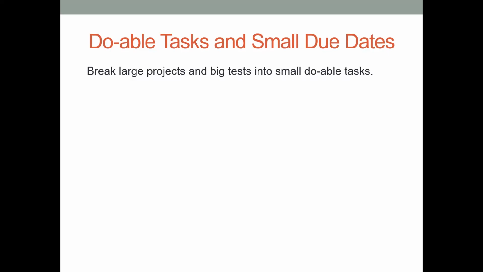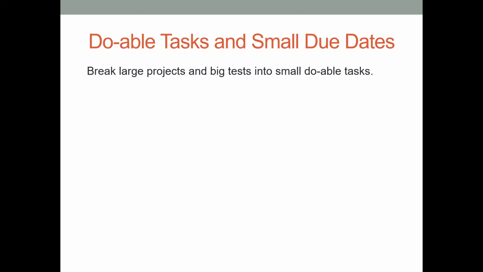For example, what is the first step you need to take to write a research paper? You need to read the directions your professor gave you. What is the next step? You need to select a topic. The next step is to find articles, and so on and so on.